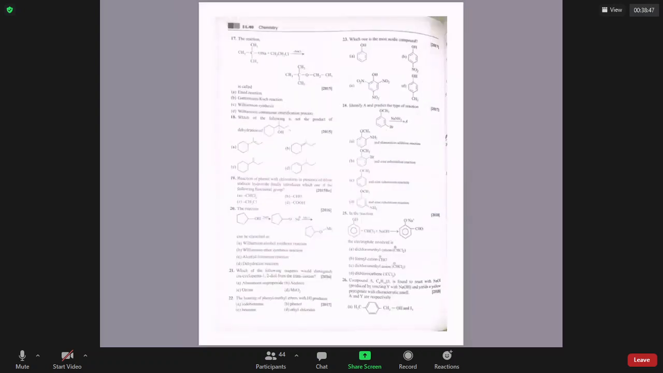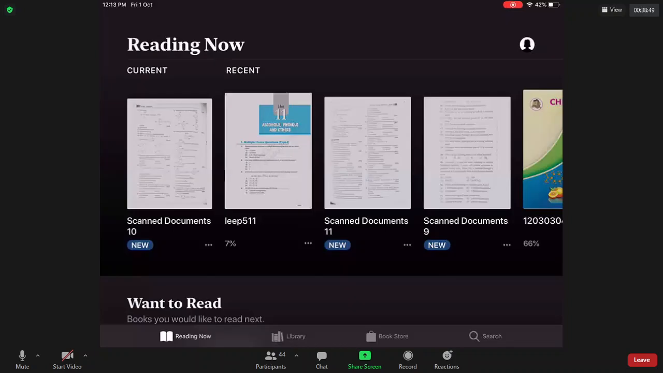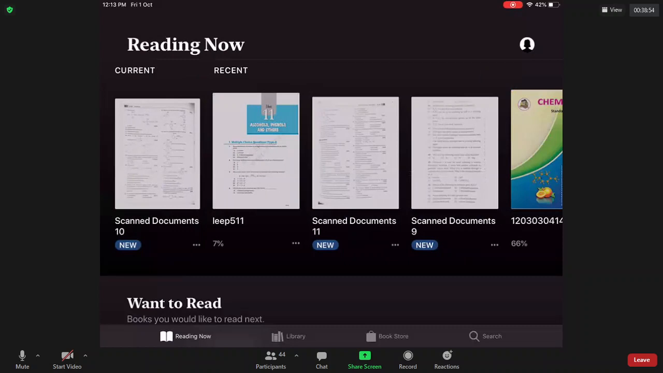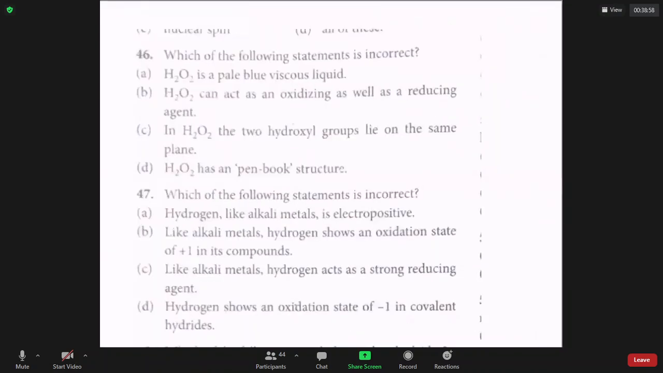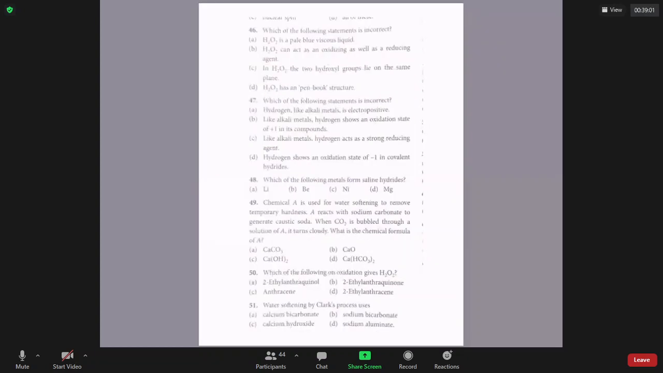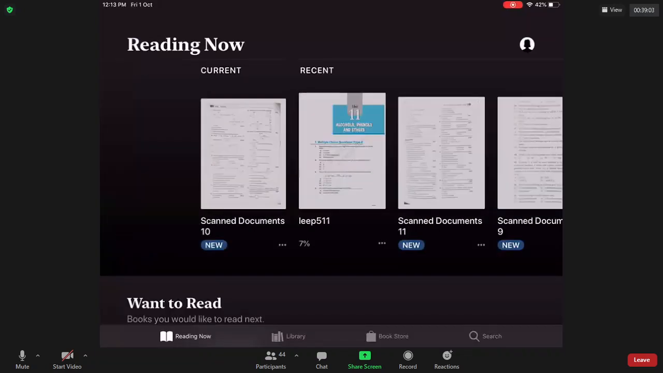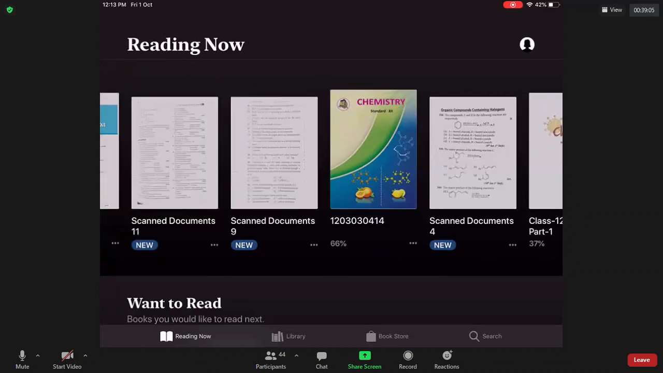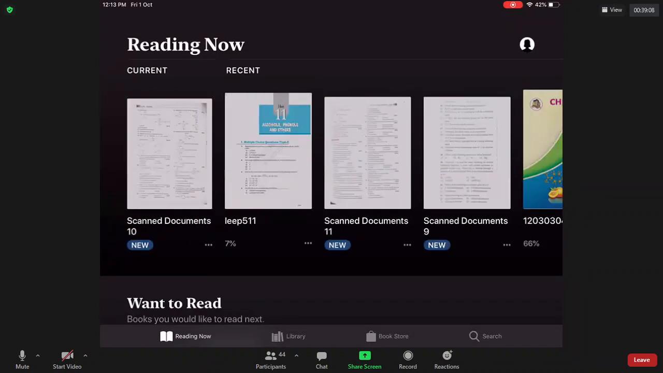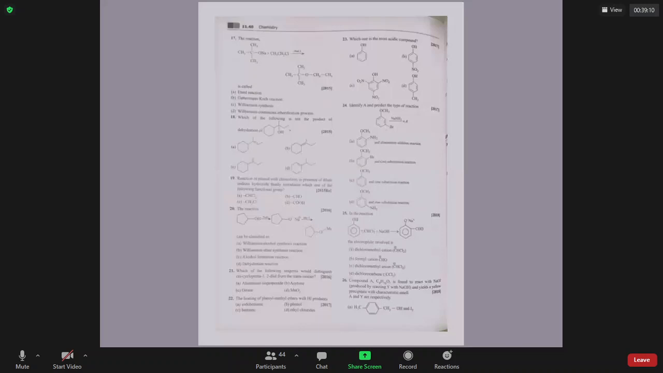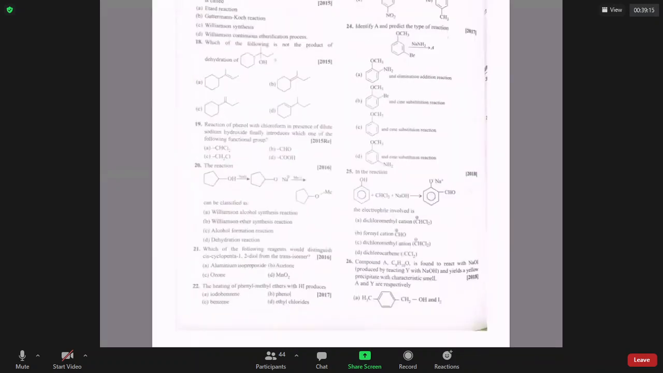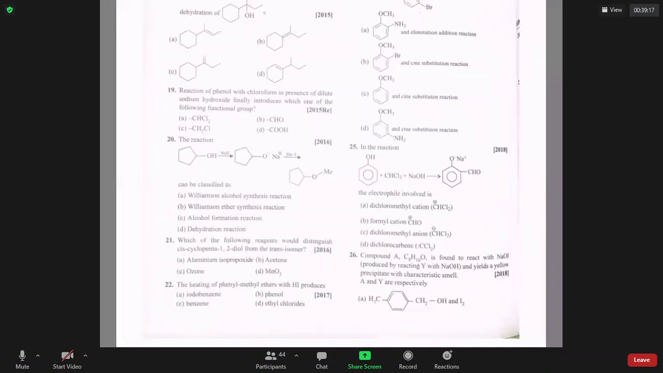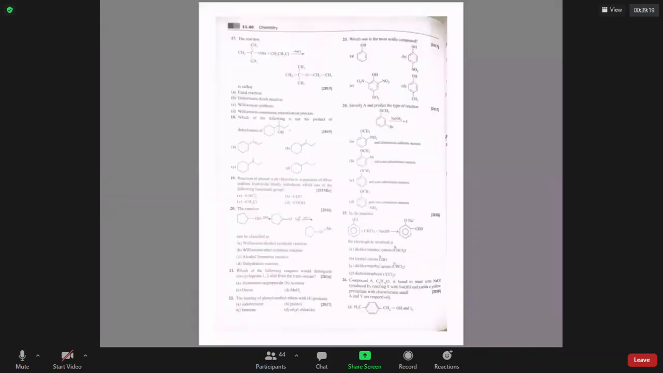Next, we are going to the next sheet. Another set of previous IIT questions. This is H2O. You can take screenshot of this. This is question number 17 to question number 26. Some Sarvajna group has sent it to me.